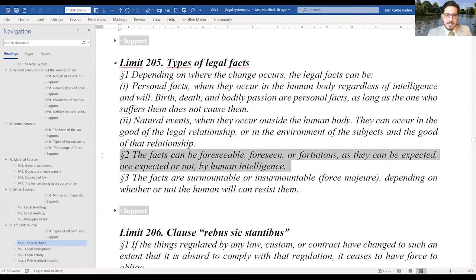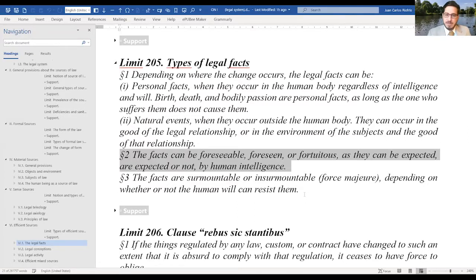Finally, well, you can make a lot of distinctions. For example, facts can be foreseeable, foreseen, or fortuitous, no? And it will change the responsibility, the liability of the people, no? If someone can foresee that something is coming, that person has the responsibility to put some measures, probably. This is the first consequence of this division. But if it is absolutely fortuitous, you cannot resist that fact. You are not responsible. You have no kind of liability.